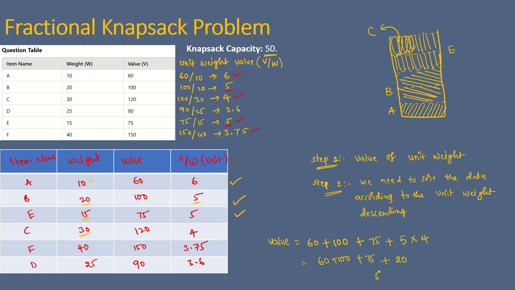So this is 60 plus 100 plus 75 plus 5 times 4, which is 20. So 5, next is 7 plus 2 is 9, 9 plus 6 is 15, 1 2. 255 units of value you will get when you go for this combination. And if you take any other combination, you never get more than 255. So this is the best solution, or you may call it the optimal solution according to the greedy method.